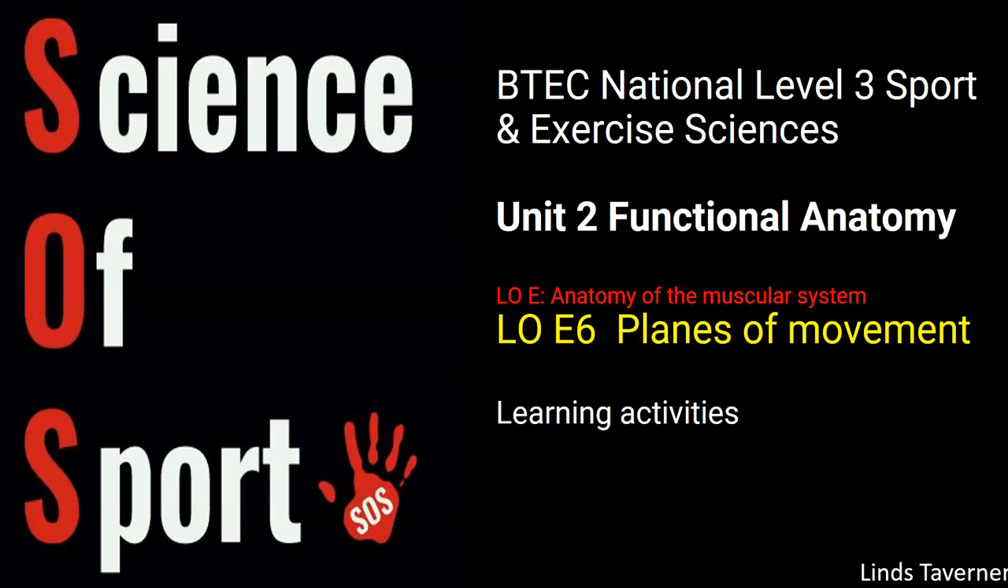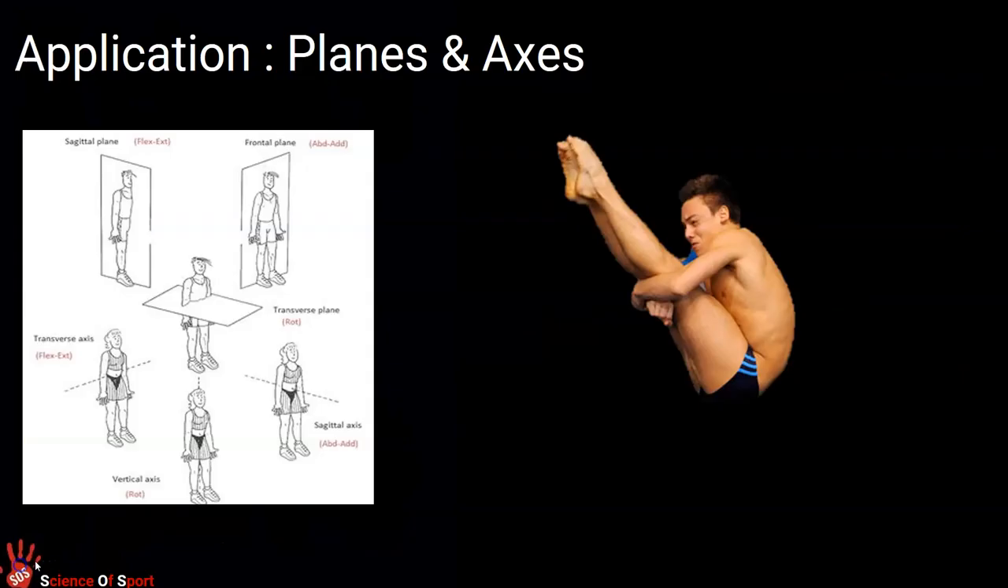So let's look at some learning activities for the planes of movement topic. This is of course part of Unit 2 Functional Anatomy and specifically is related to the anatomy of the muscular system. So what I'd like you to do is by all means use the diagrams on the left to guide you, but see if you can watch this sporting action and determine what plane the movement is occurring in and about what axis.